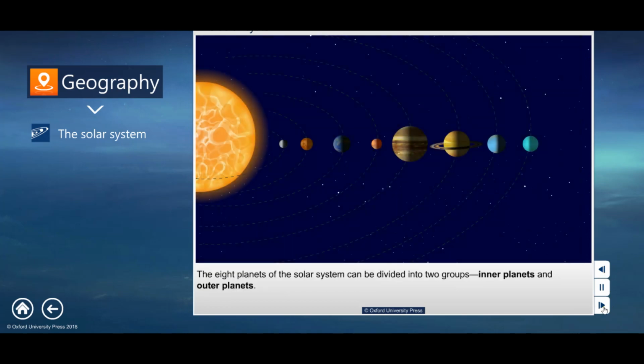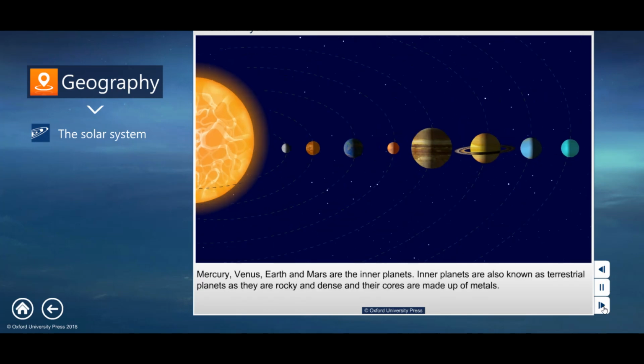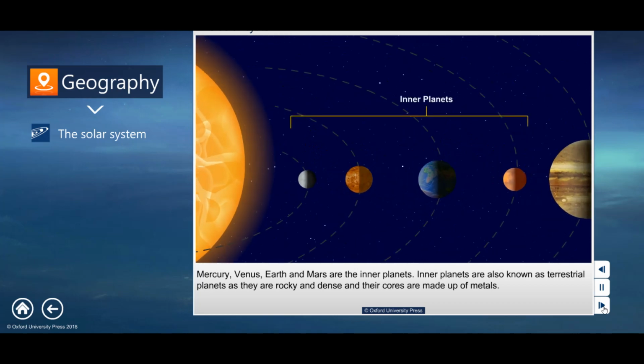The 8 planets of the solar system can be divided into 2 groups, inner planets and outer planets. Mercury, Venus, Earth, and Mars are the inner planets. Inner planets are also known as terrestrial planets, as they are rocky and dense, and their cores are made up of metals.